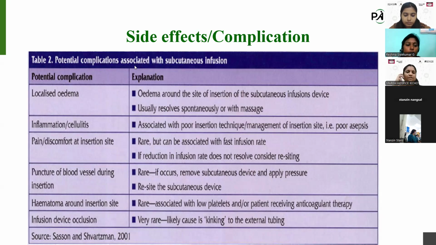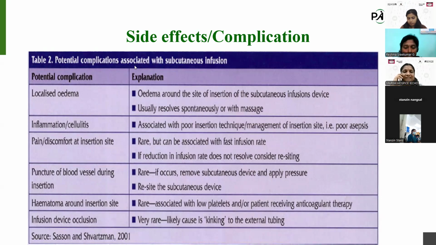And displacement of the cannula. If it is displaced, not placed properly, it will also cause irritation. So just palpate through the skin. You can feel the needle tip. That's how we are finding the displacement of the cannula.